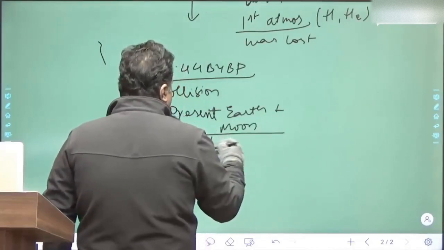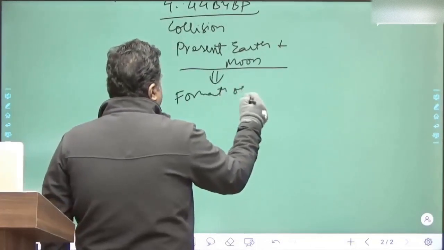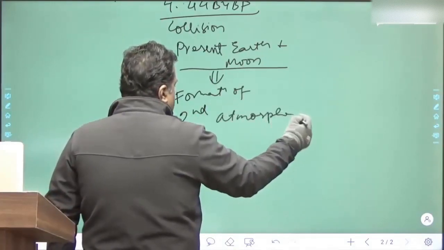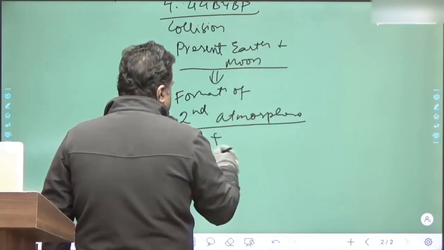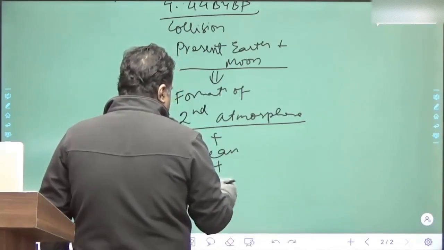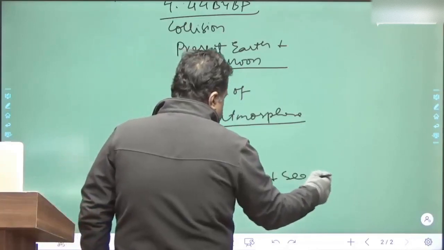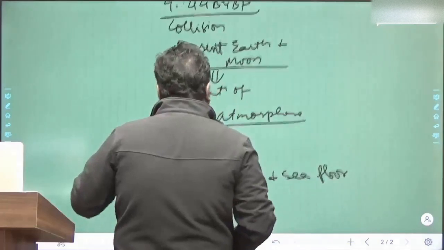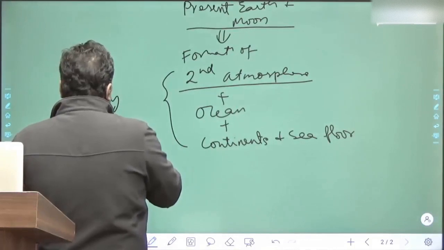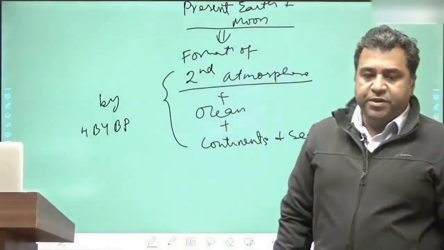And then on the present earth we had formation of the second atmosphere, directly due to volcanism. And oceans and land or continents and sea floor. Sea floor formation. All of this happened by 4 billion years before present. Is the voice breaking? No. Very perfectly fine.